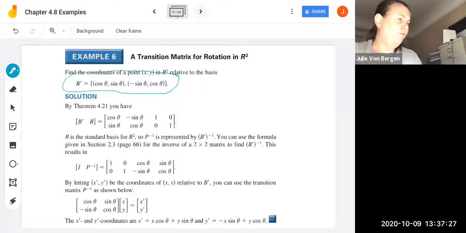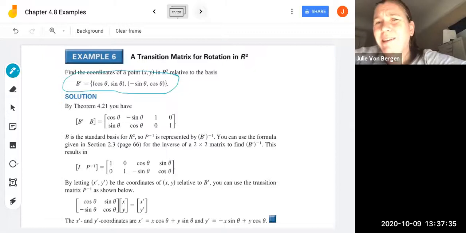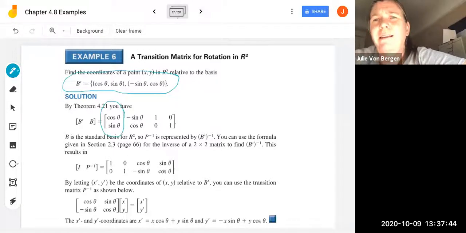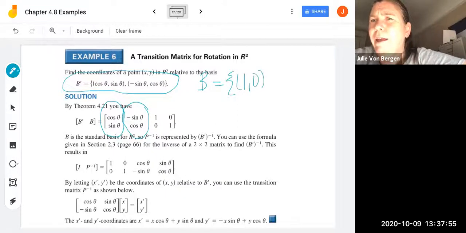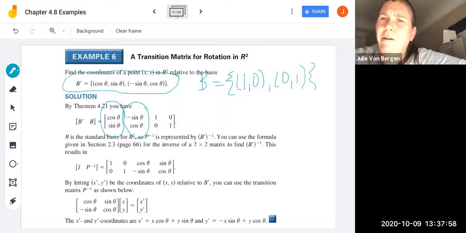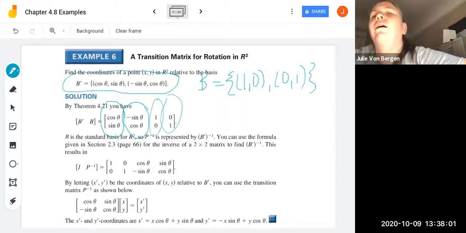So by theorem 4.21, back when we saw in section 4.7 how to change the bases, we can put into a matrix together B prime and B as column vectors. So the cosine theta, sine theta and negative sine theta, cosine theta from B prime are here as column vectors, and then B, remember, is the standard basis 1, 0 and 0, 1. So those values are the third and fourth columns in our matrix. Okay, so B is the standard basis.